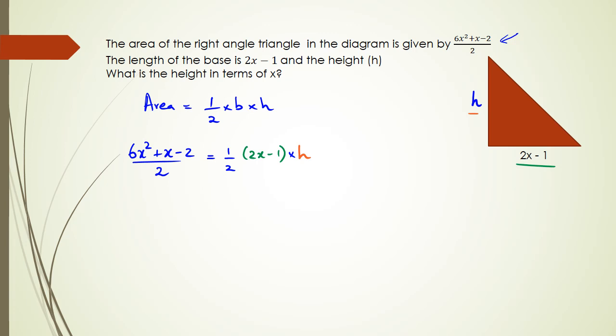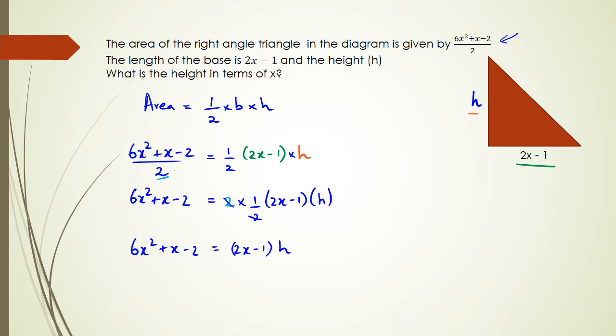Because we've got half on both sides of the equation, it kind of disappears, because if you were to transfer the 2 across, I'll show you guys, give me a second. So we get equals that, and when this 2 here moves across to the opposite side, it becomes multiplied. So it becomes 2 times half 2x minus 1 times h. Both of those cancel out, and you're left with 6x squared plus x minus 2 equals 2x minus 1 multiplied by h.